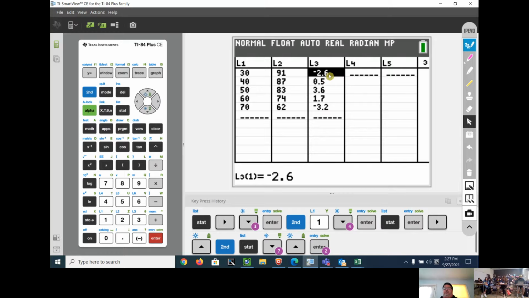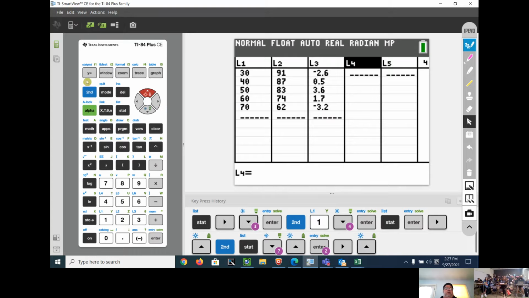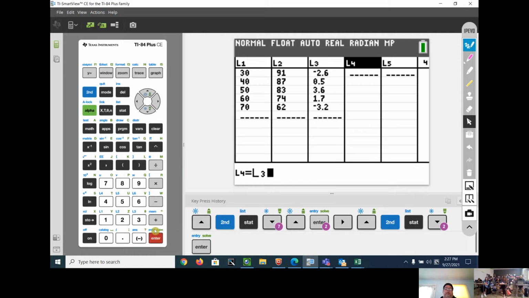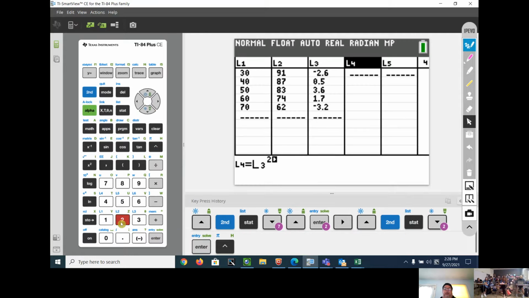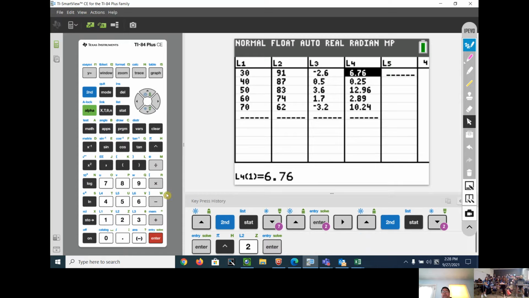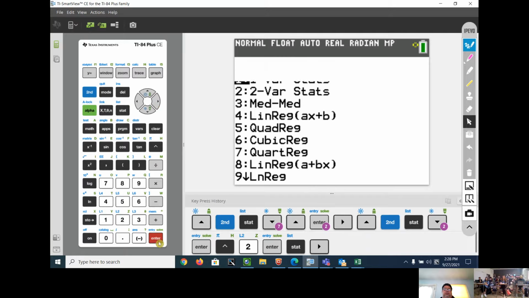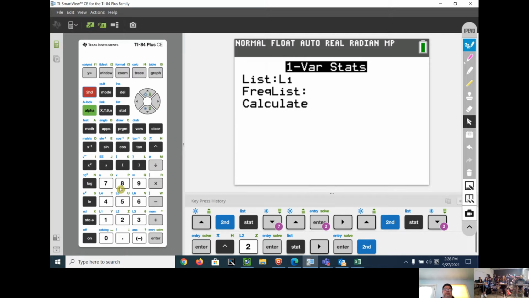Now you're going to square both of those. So go to L4, second, stat, L3, caret symbol, second power. And now to add all those up, stat, calculate, first variable statistic, second, 4, and calculate.